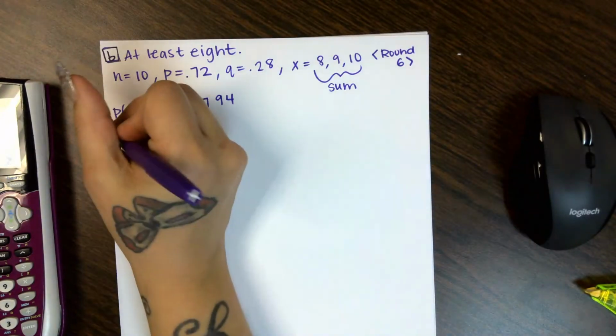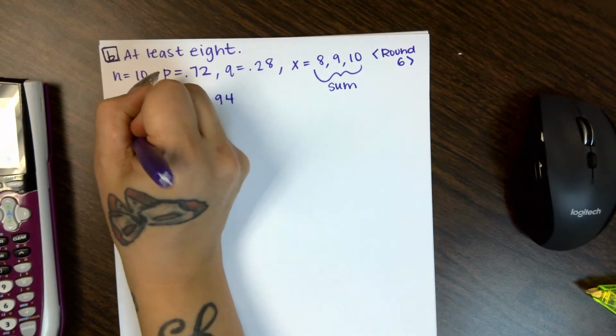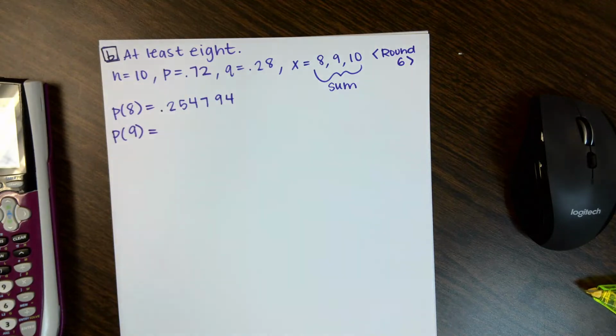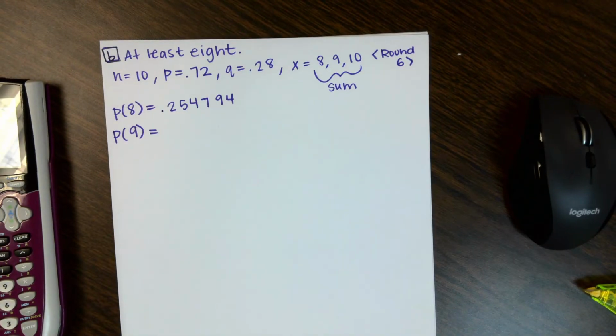Now what do I do? Find the probability of 9. Now this one I didn't just solve. I need to actually solve it, right?